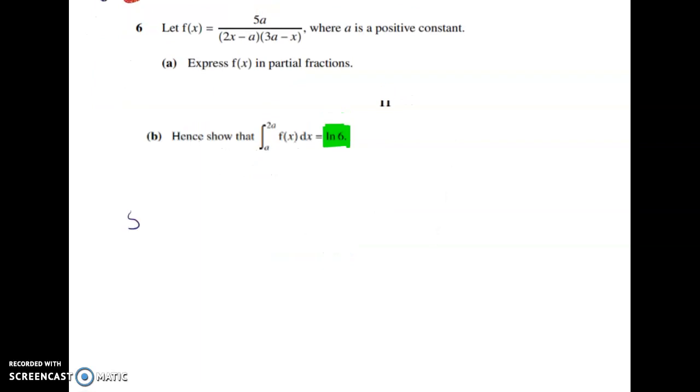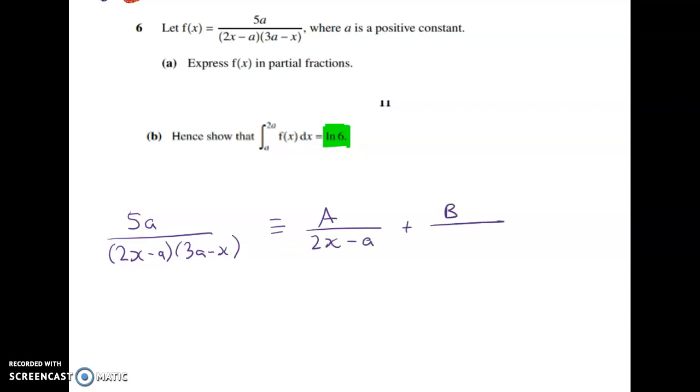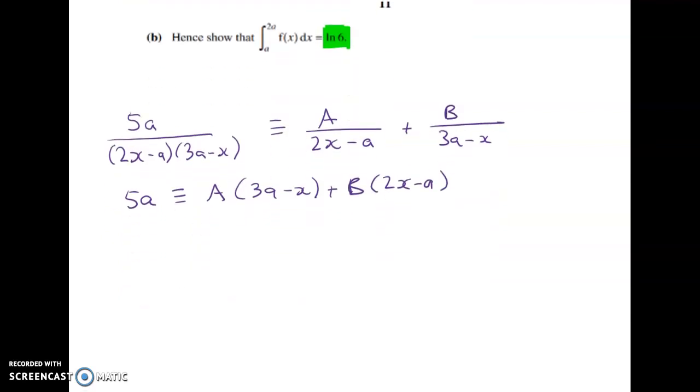So we're starting off with this function. We've got 5a over (2x minus a) times (3a minus x). We have to split that up into the usual two. It's going to be two linear factors in the two separate fractions. So I've got big A over 2x minus a and big B over 3a minus x. So doing the usual thing where we cross multiply, we get 5a is equal to big A times (3a minus x) plus big B times (2x minus a). And we're going to substitute in values of x that zero out each of those terms.